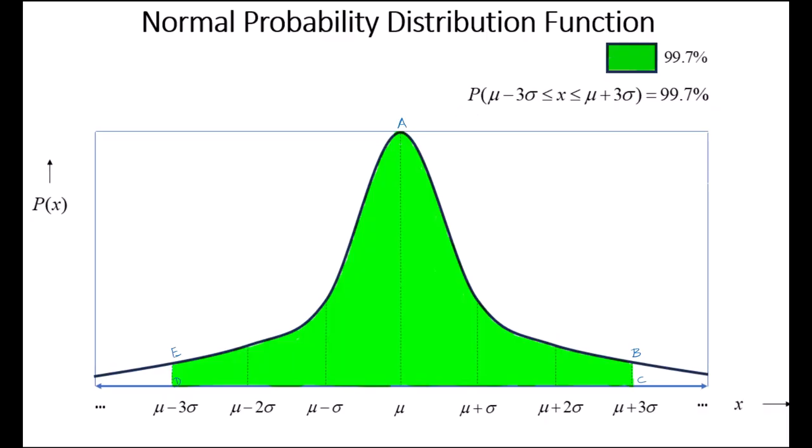Now, if we take our reference with respect to 3 standard deviations, let's say we take the area A, B, C, D, E, A, which represents the area under the normal curve above the x-axis, and the straight lines x equals mu plus 3 sigma and x equals mu minus 3 sigma. So the area in green represents 99.7%. In terms of probability, the probability of having x values in the interval mu minus 3 sigma to mu plus 3 sigma will be 99.7%.